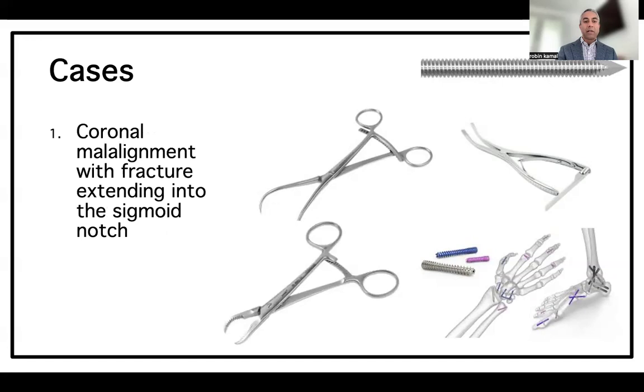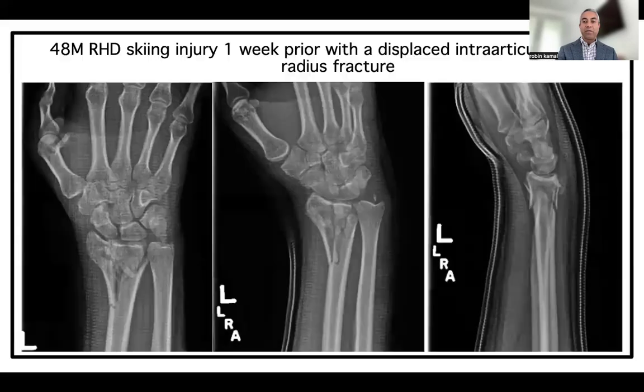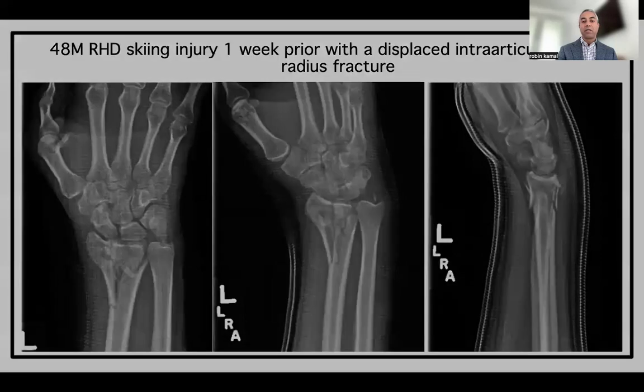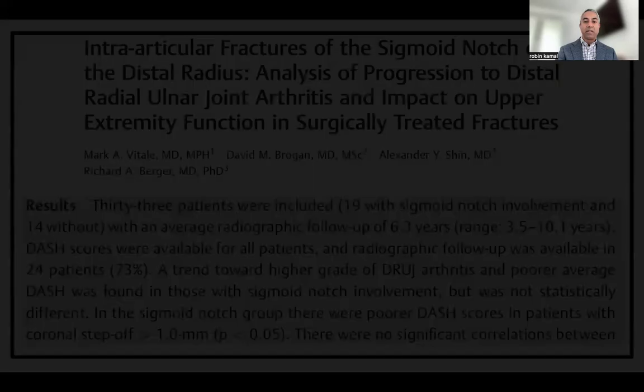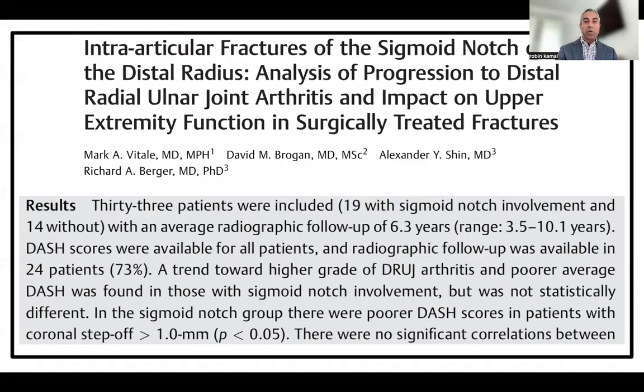The first is coronal malalignment with a fracture that extends into the sigmoid notch. Here's an example of that case. Here, a 48-year-old male with an intra-articular fracture that extends both into the radiocarpal joint as well as into the sigmoid notch. And here are coronal and sagittal CT scans. And this has been studied by Berger and others, showing that displacement and step off in this joint can also lead to arthritis at the distal radial ulnar joint.